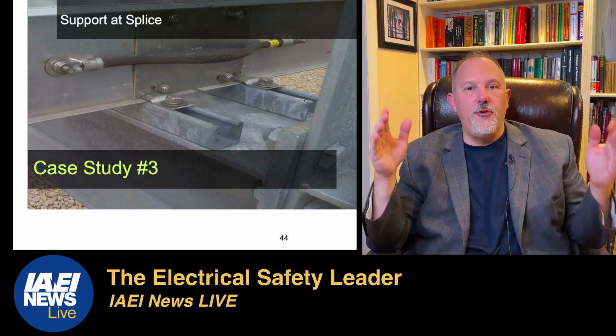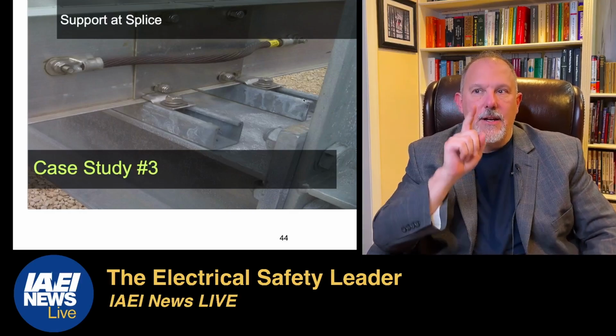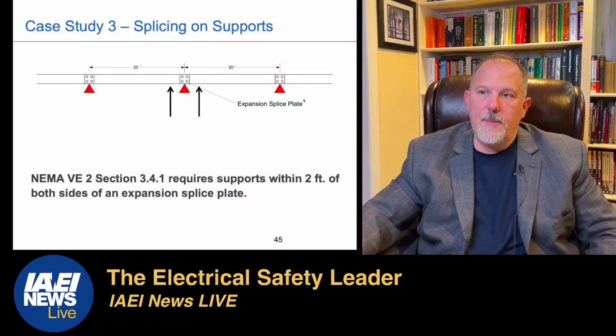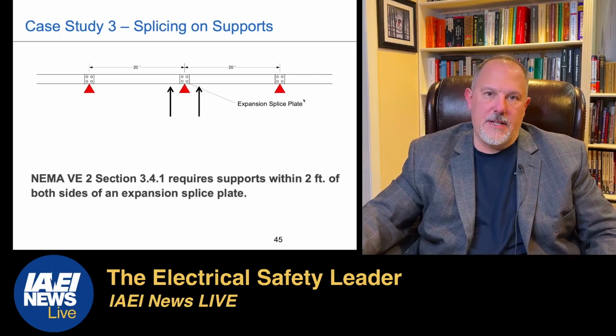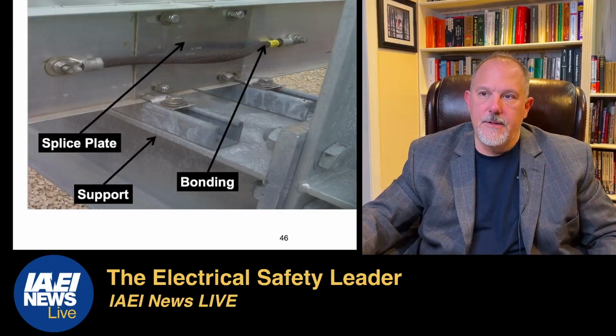A supported splice. Oh, you know what? That's not good either. If the manufacturer tells you you have to be within 2 feet of either side of that splice, putting it on the splice is not a good solution. You want to be on either end. It requires supports within 2 foot of both sides of an expansion splice plate. Within 2 foot of both sides. Putting one in the middle is not a good idea.